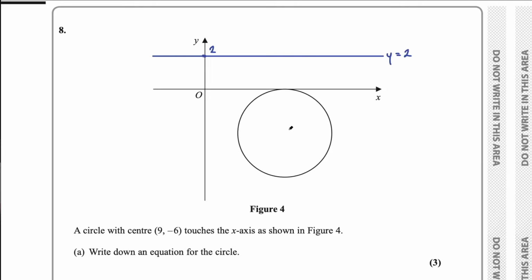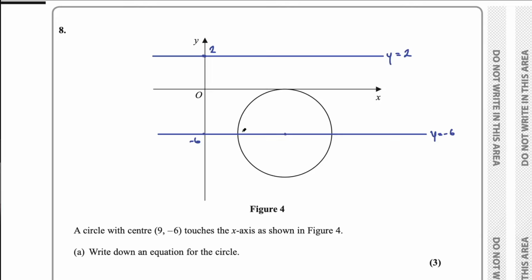Now let's assume we had a horizontal line going through the center of the circle. Now we know the center was at 9, negative 6. So this line would be at negative 6 on the y-axis. So that equation would be y equals negative 6. Now we don't have a line going through the center.